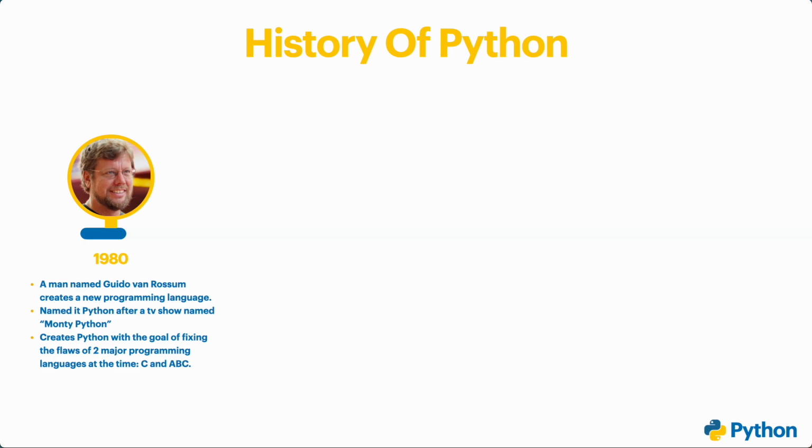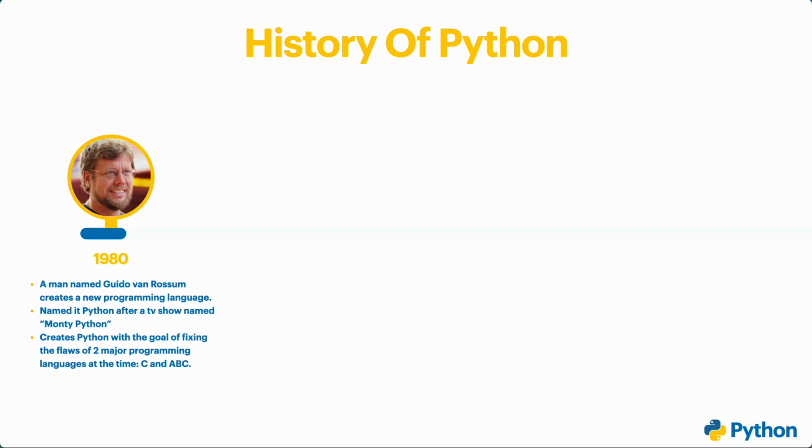So with that goal, Guido van Rossum created Python to be a programming language that was easier to learn and easy to code in, so it had very few rules that you had to follow, but was still just as capable as C and ABC when it comes to functionality. So that was the inspiration behind Python, and that's why it was created.